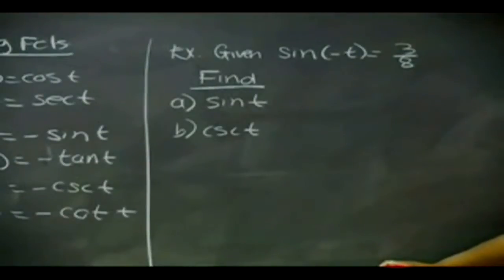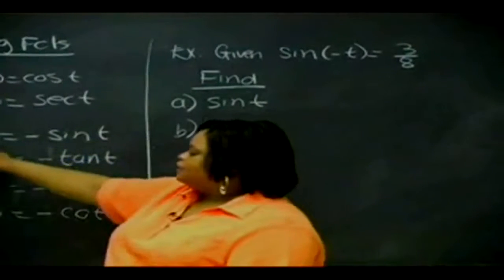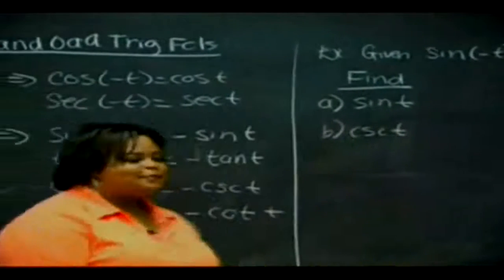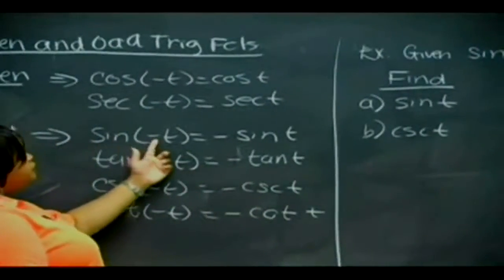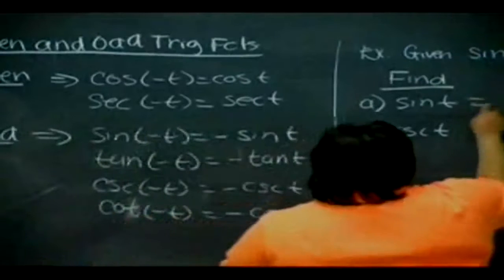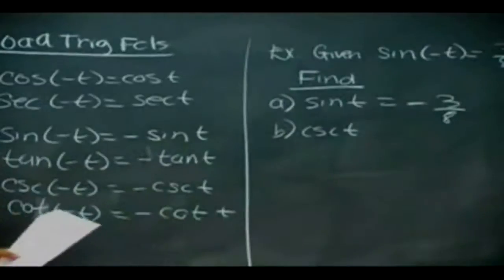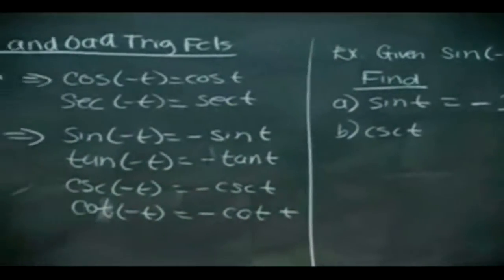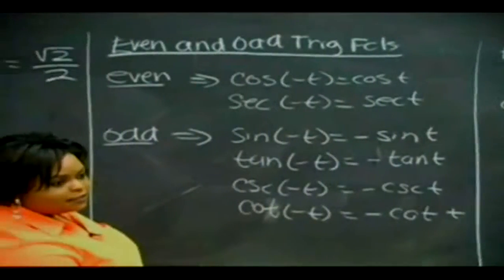So, if I know that sine negative t is 3/8, then what is sine t? Oh, excuse me, positive 3/8. Sine of negative t is the negative of that value, the negative of what comes out from that. So that's negative 3/8. Does that make sense?